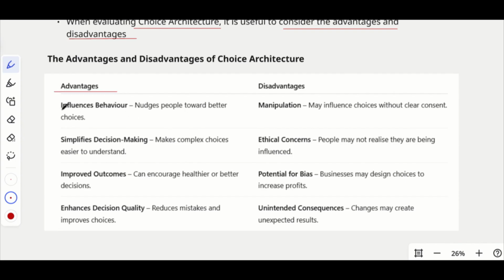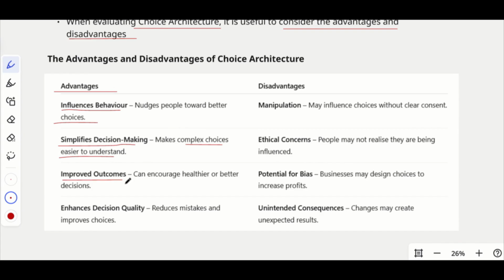What are the advantages? First thing, it influences behavior. It nudges people towards better choices, right? Whenever there is a mandated choice architecture or restricted choice architecture, it will encourage people to do something good, toward better choices. Then it simplifies decision making. How is it simplifying decision making? It makes complex choices easier to understand.